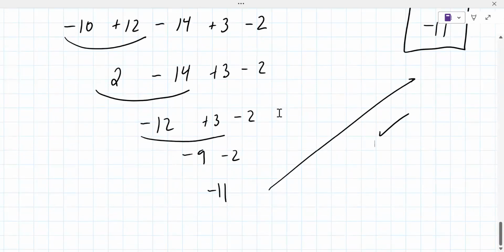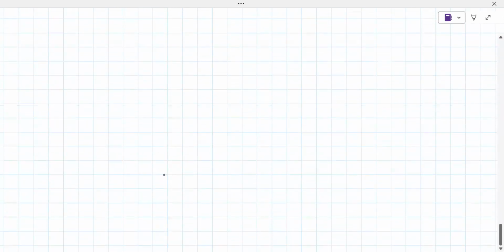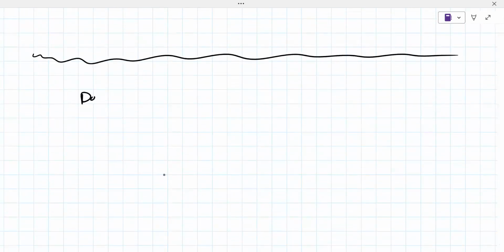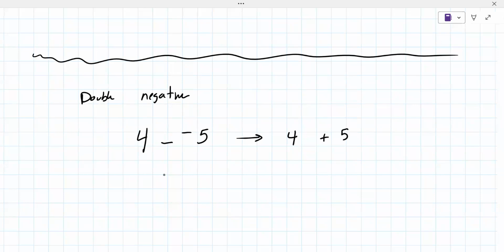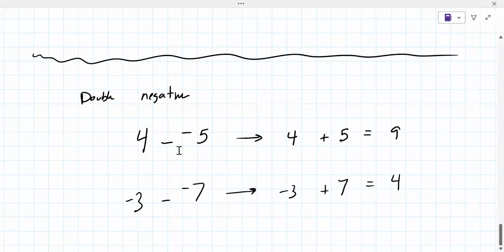Excellent. All right. The next thing we kind of talked about here is a double negative. If I give you something like 4 minus a minus 5, this is really 4 plus 5, which is 9. -3 minus a minus 7 is really -3 plus 7, which is 4. And so you have to add this to your notes. If I have a double negative, it becomes a positive. Give me one.